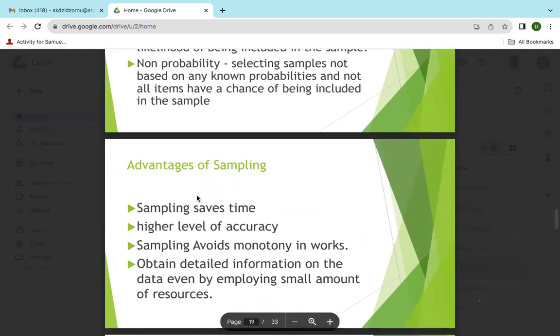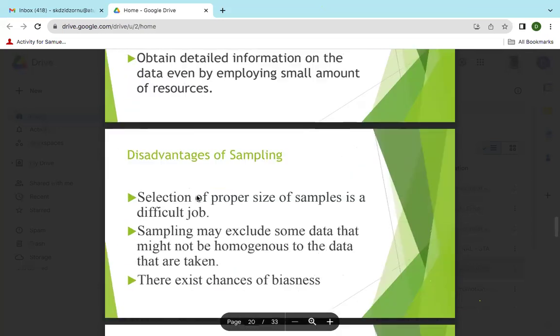So these are the advantages of sampling. These are things I talked about in class, the fact that it saves time and saves resources and so on and so forth.